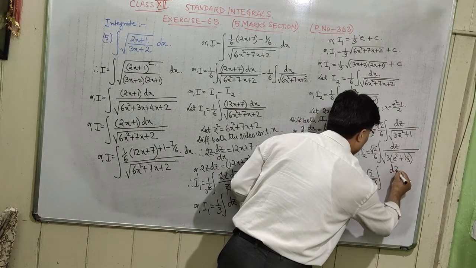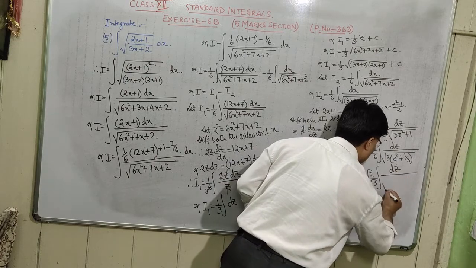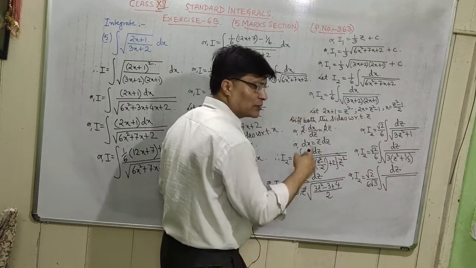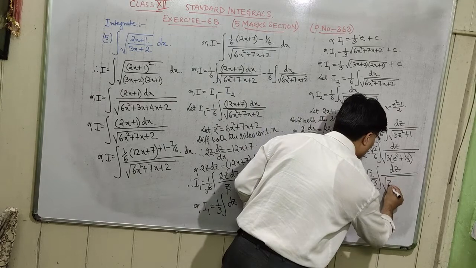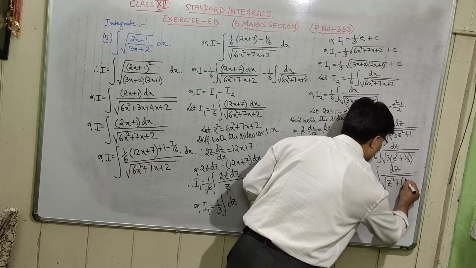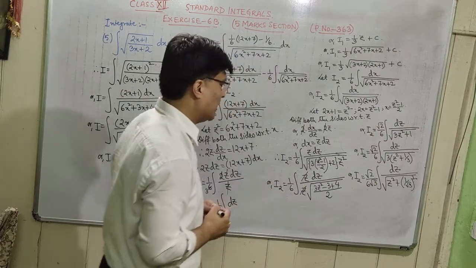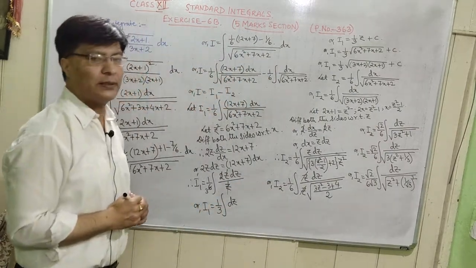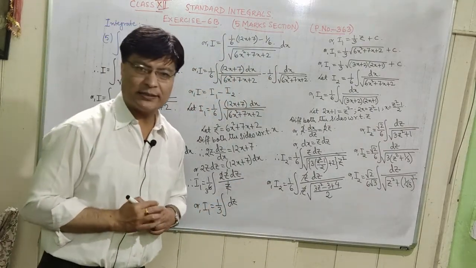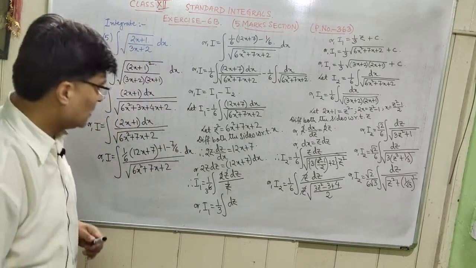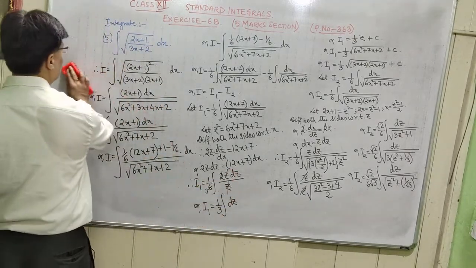Integration of dz divided by root over, let us convert it into standard form. This is z square plus, what is a whole square? It is root over 3 whole square. I think you have understood it. Okay. So let us do the next step. So let us do it out here.